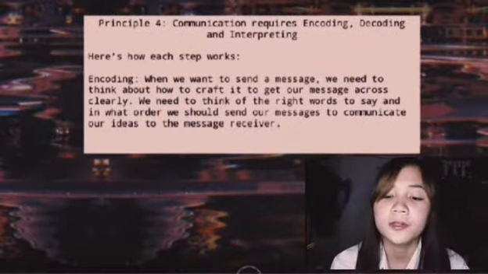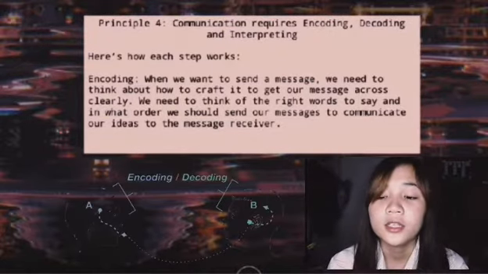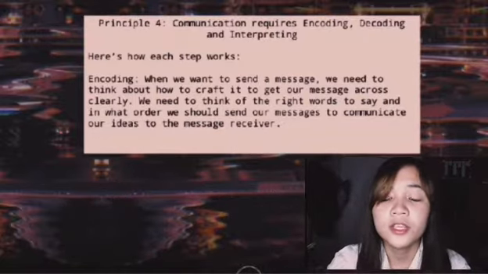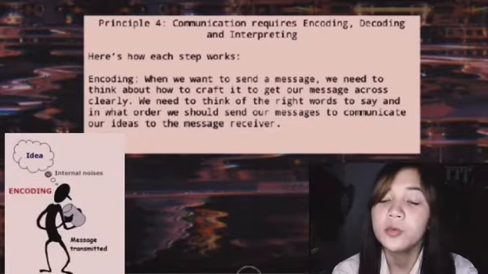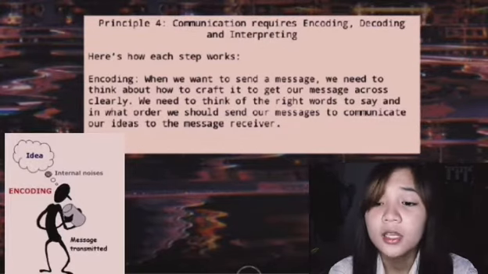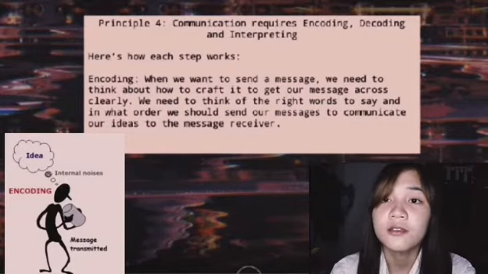The fourth principle is communication requires encoding, decoding, and interpreting. So here's how each step works. Encoding. When we want to send a message, we need to think about how to craft it to get our message across clearly. We need to think of the right words to say, and in what order we should send our message to communicate our ideas to the message receiver.